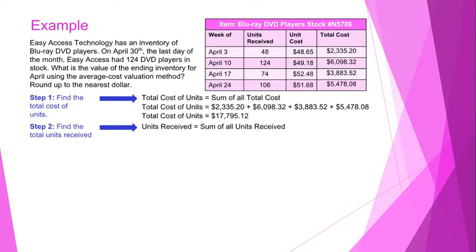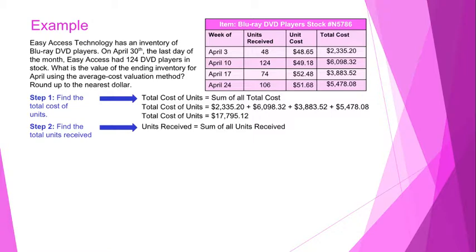Step 3 is we need to find our average cost per unit. So in order to do that, we're going to take our total cost of units, which we got in step 1, divided by our units received that we got in step 2. And when we do that division, remember we want to round to the nearest cent since we're dealing with money. We get $50.55 is the average cost per unit.